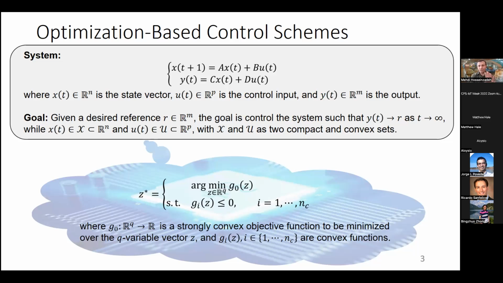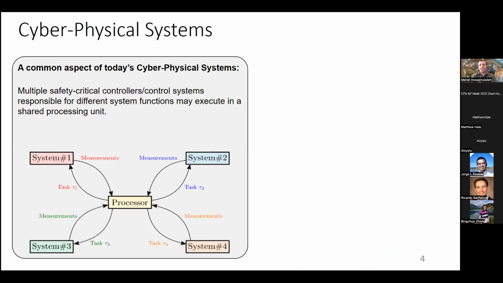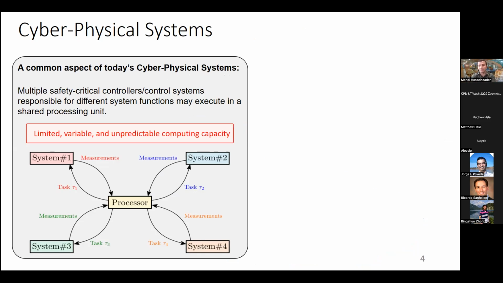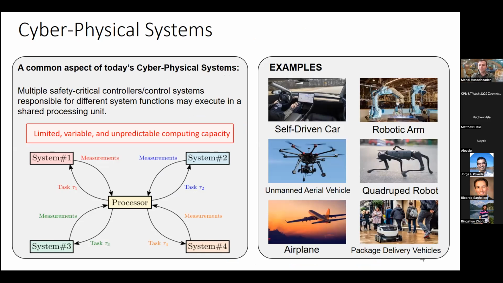But usually it's not the case in today's cyber-physical systems. In today's cyber-physical systems, there are multiple safety critical control systems that are implemented on a single processor. So here you can see an example. We have 4 control systems implemented on a single processor. So it means that we will have limited, variable, and unpredictable computing capacity. Such scenarios exist in different applications, like self-driving cars, robotic arms in industrial sites, UAVs, UGVs, airplanes, and many other examples we can mention here.